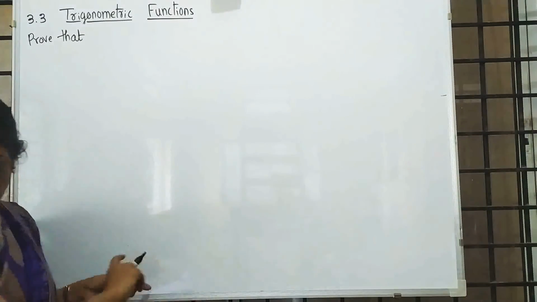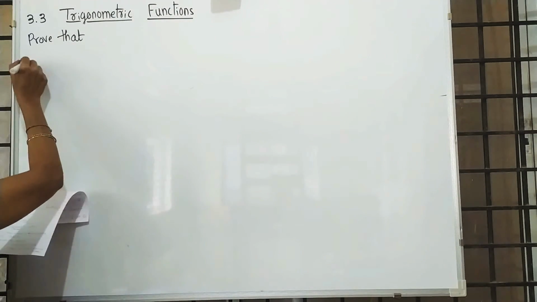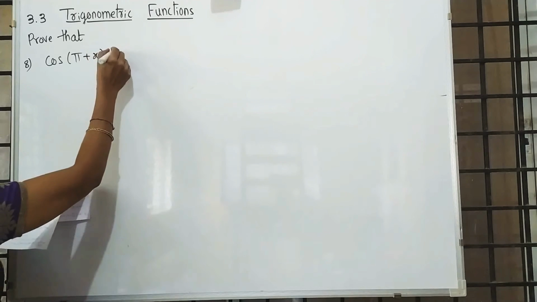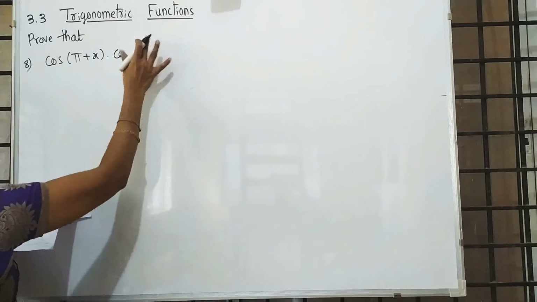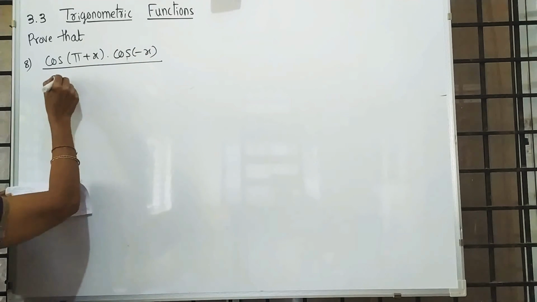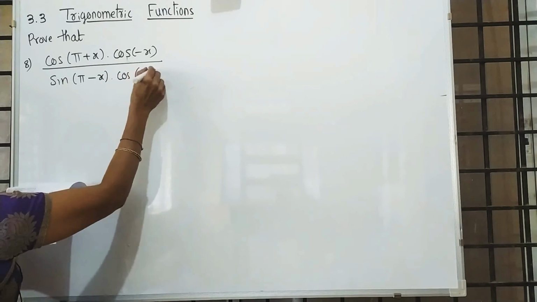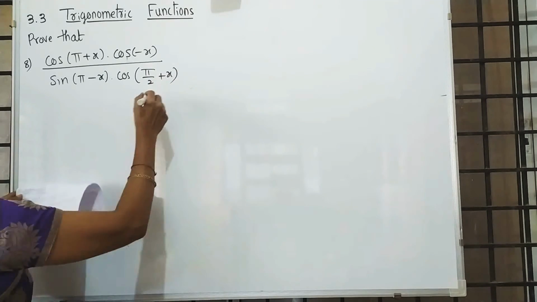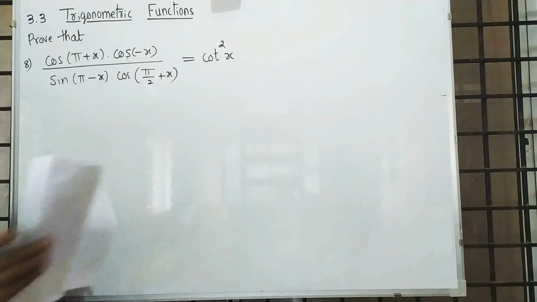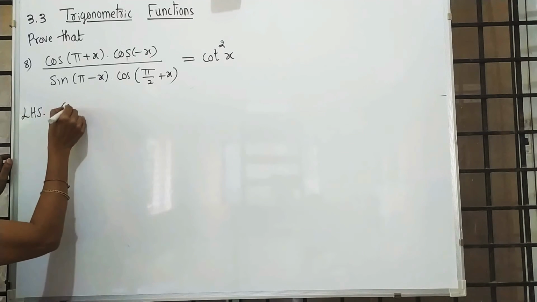And this is also nothing but same. Prove that cos pi plus x into cos of minus x divided by sin pi minus x into cos pi by 2 plus x is equal to cot square x. So write down the LHS. And you are familiar with allied angles.